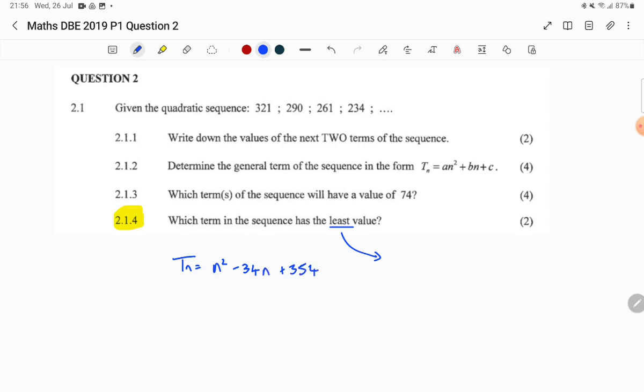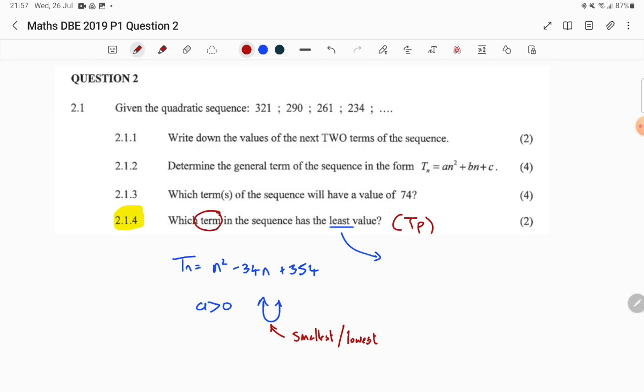Here we have to know a bit of functions. So n squared, that basically means that our a value is positive. So if a is positive, we have a smiley face parabola, which means we have a lowest value. So this basically means we have the smallest or the lowest value. So in actual graphical terms, they're basically telling you find the turning point, and that is what the least value is. And they want to know the term.